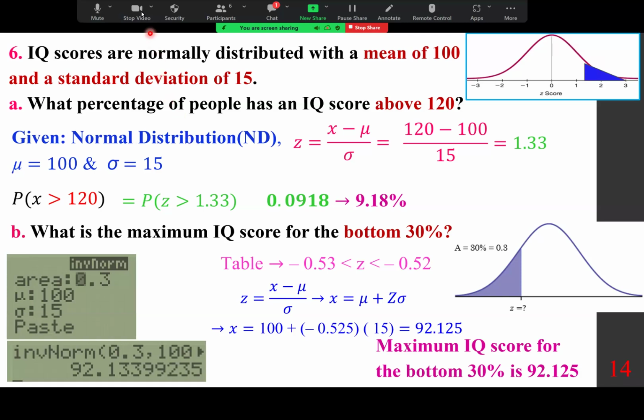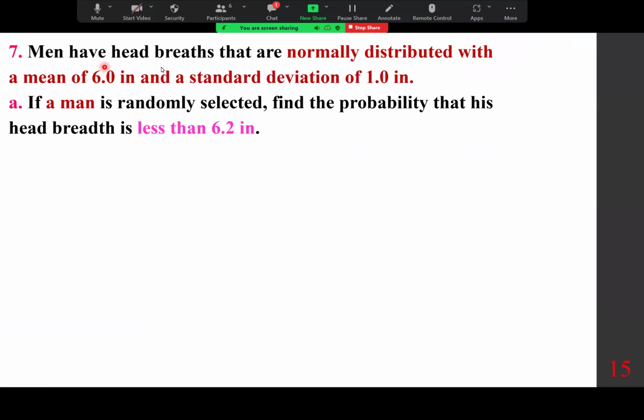Men have head breadths that are normally distributed with a mean of 6.0 inches and a standard deviation of 1.0 inches. If a man is randomly selected, find the probability that his head breadth is less than 6.2 inches. So, what is given? ND, normal distribution. Mu, the mean is 6, and sigma, or standard deviation, is 1. So that's the given.